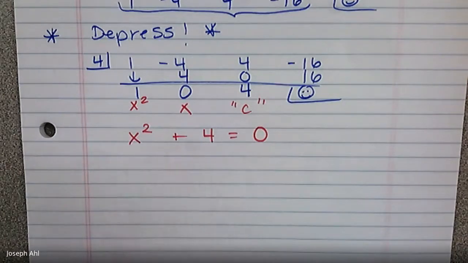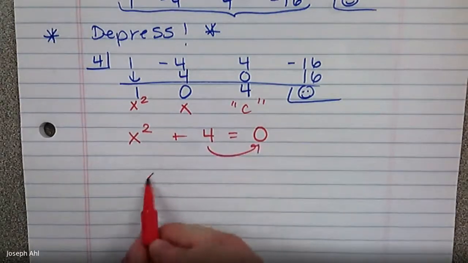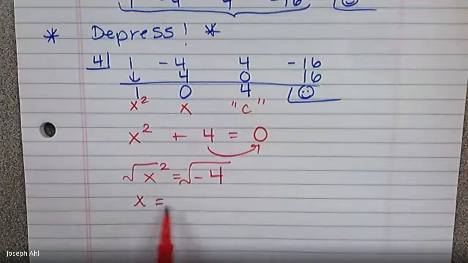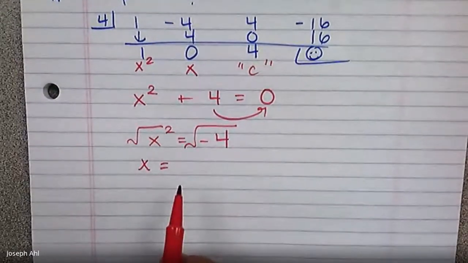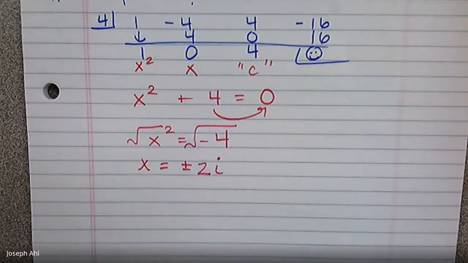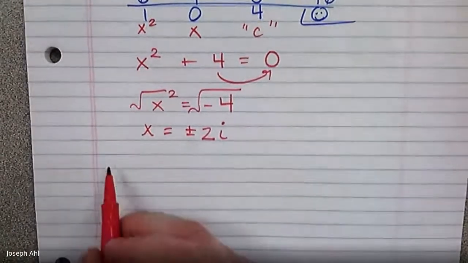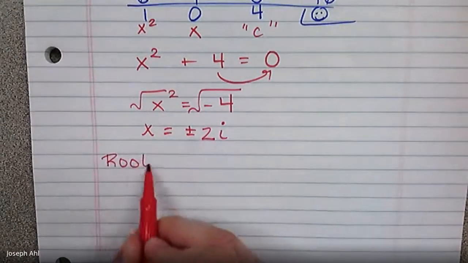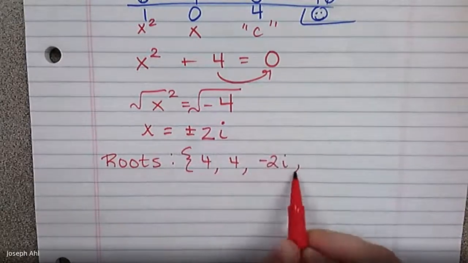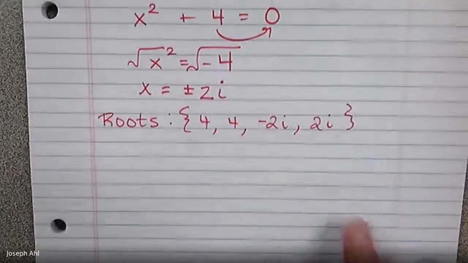So when I go to solve this, you do not need the quadratic formula, do you? You could subtract 4 to the other side and then square root, square root. But what is the square root of -4? The square root of -4 is plus or minus, first of all, 2i. So this is a 4th degree polynomial that does not have 4 real roots. It has 2 roots that are real and 2 roots that are complex or imaginary. So the roots you can list as 4, 4, -2i, and +2i, something like that.